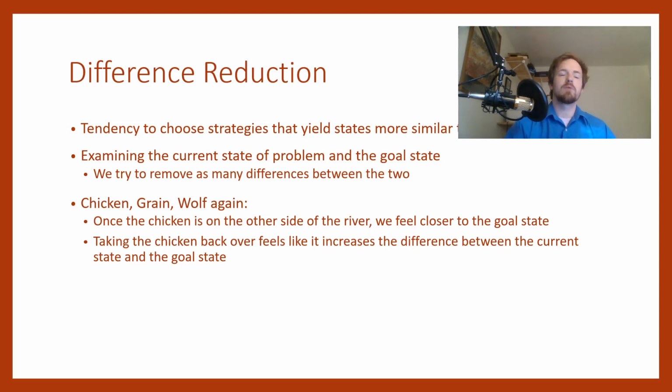That basically, once we have the chicken on the other side of the river, it actually feels like we are expanding the difference between our current state and the goal state to take that chicken back to the other side. So not only does it feel like we're going backwards, but now the current state looks even less like the goal state that we want to be in. Because of that, it feels like we're increasing the difference between those two states.